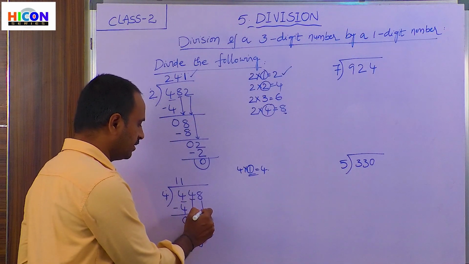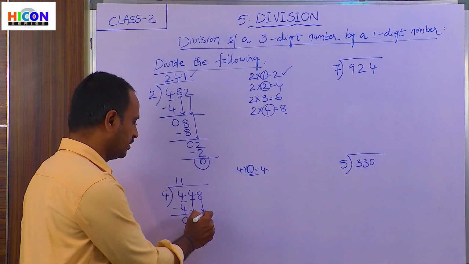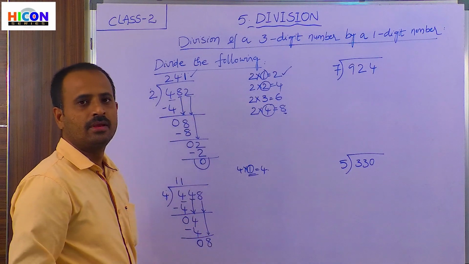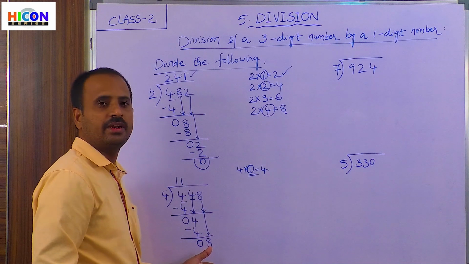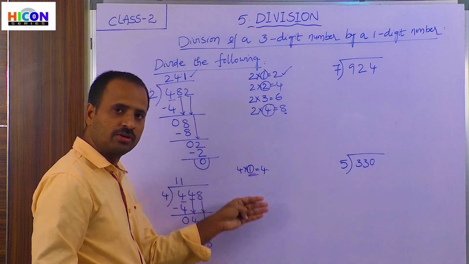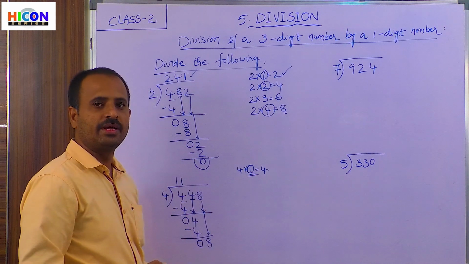So 8 is the third digit. So bring down the third digit here. So now the number becomes 8. Again, let us find when the number 8 comes in the fourth table.